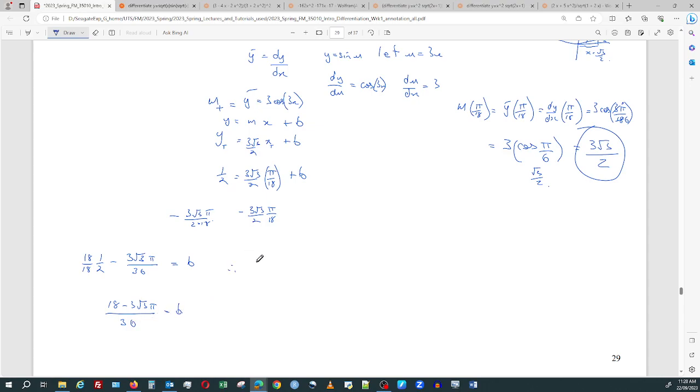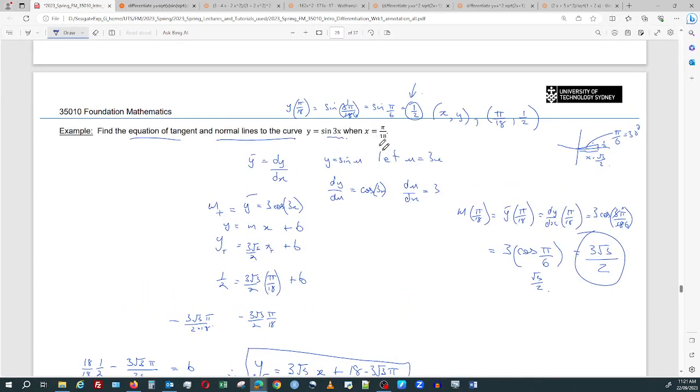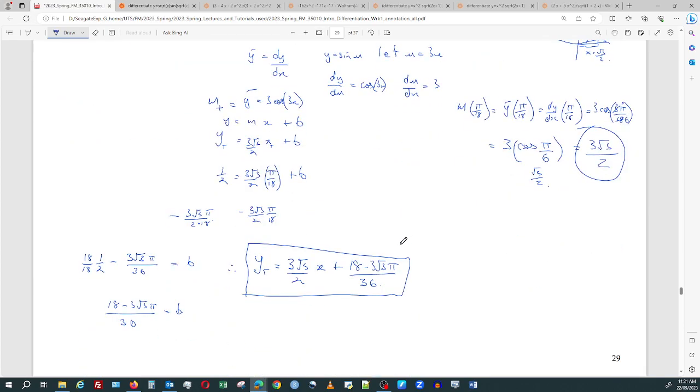So therefore, y tangent is equal to 3 root 3 on 2 x plus 18 minus 3 root 3 pi over 36. Bit convoluted, yes, but we followed the same procedure. Okay, so here's where it gets a bit interesting. Algebraic gymnastics. The calculus is not taking us anything. The calculus has got the chain rule in it, but once that's sorted, the rest of it's the same kind of thing.